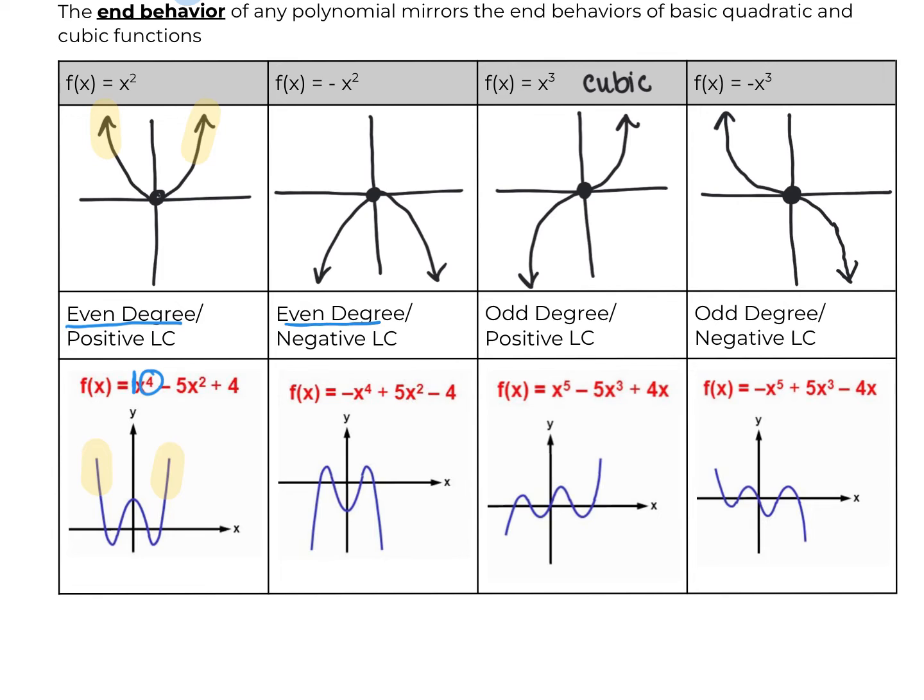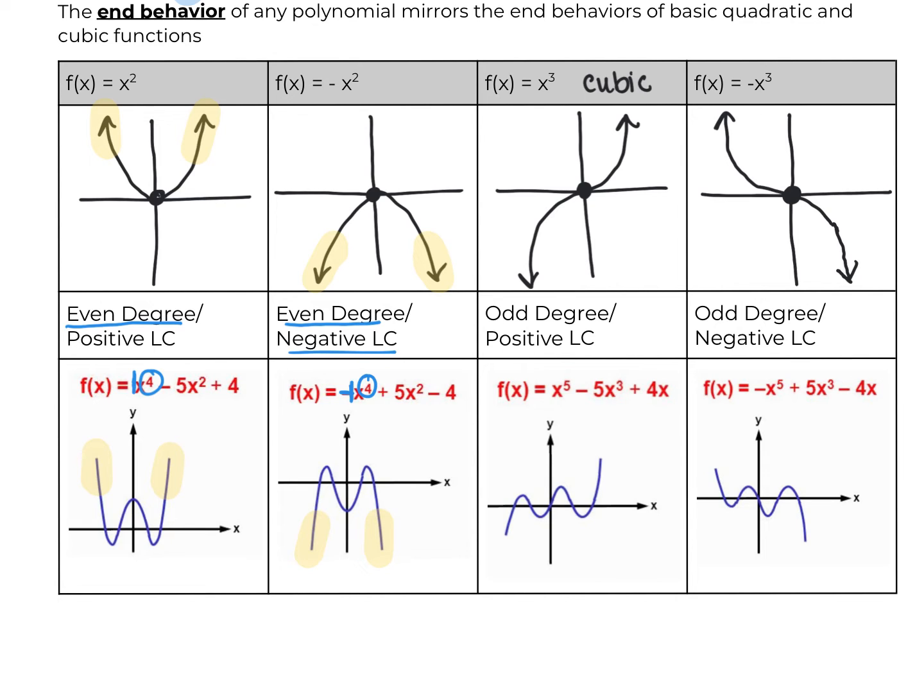So even degree, negative. Here, 4 is even, and the leading coefficient is a negative 1. So look what happens. It ends the same way as a negative x squared graph. An x squared graph ends down, down, and this one ends down, down. The only difference is, like I said, there are more bumps in between.